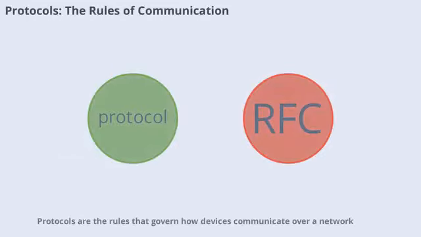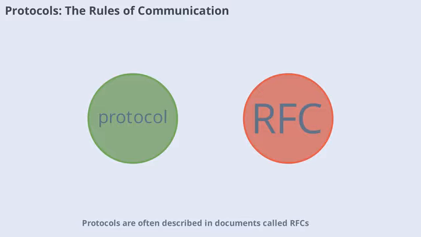Protocols are the rules that govern how devices communicate over a network. They define the format and meaning of messages, how errors are detected and corrected, and how data is routed. For example, the HTTP protocol manages web traffic, while SMTP handles email. Protocols are often described in documents called RFCs, which set the standards for how communication should work. These rules ensure that devices from different manufacturers can talk to each other smoothly.